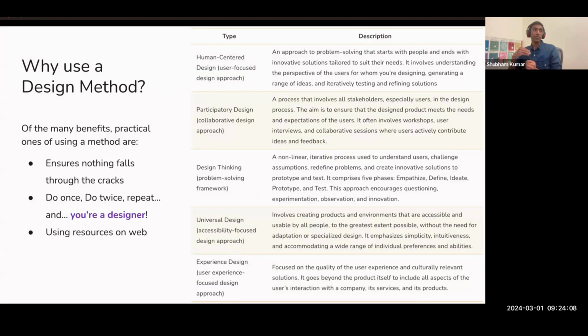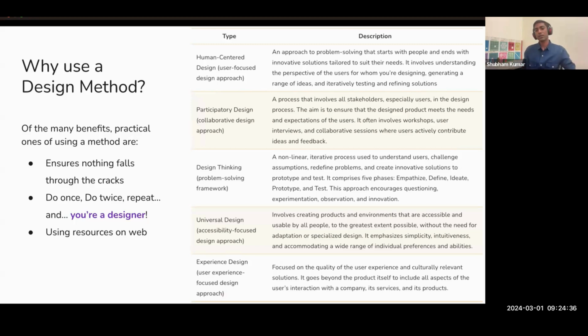You check every little box, and design is also a bit about getting every little detail right at times, because if your project has a good design, it's often the little things that matter. So design method helps with that. The other thing is, you do it once, you do it twice, you keep repeating the method you use, you get good at it. So yep, you become a designer pretty much.